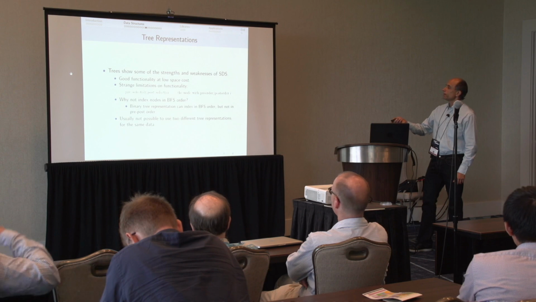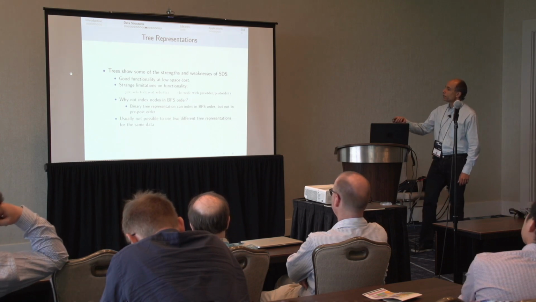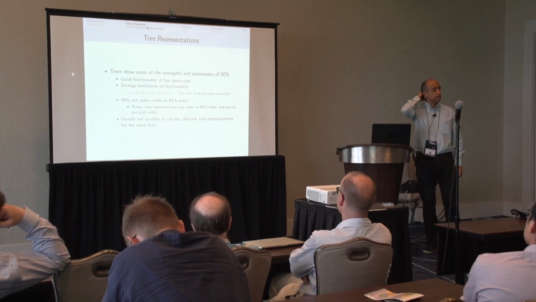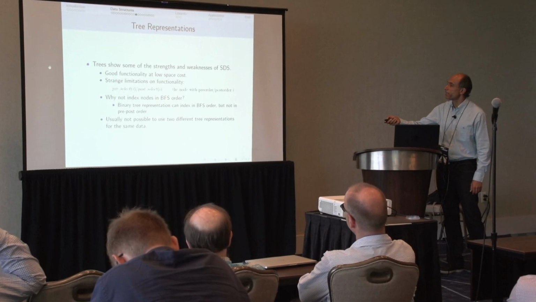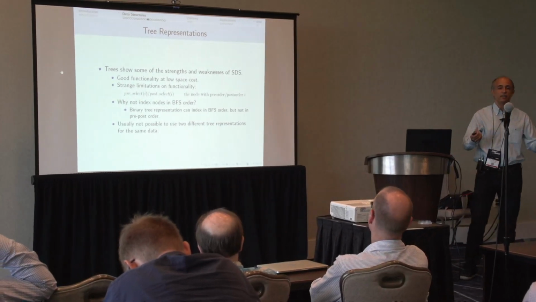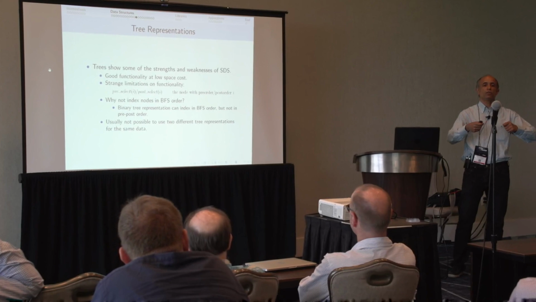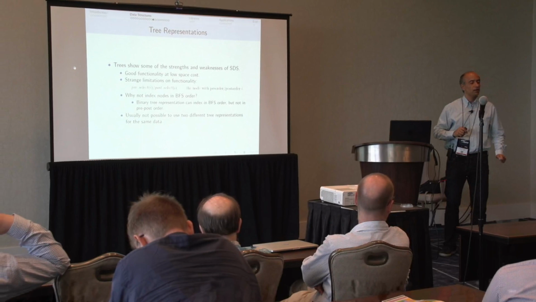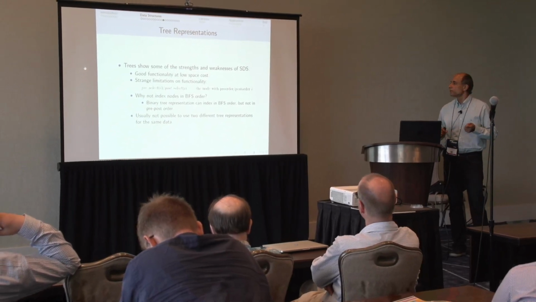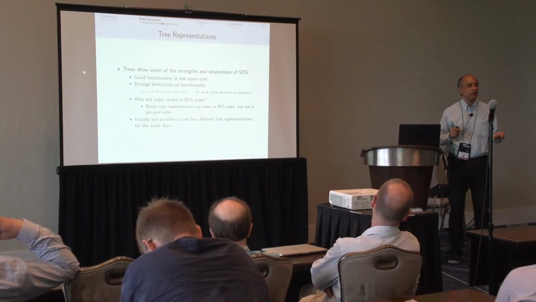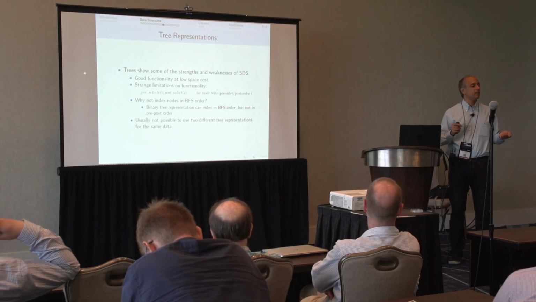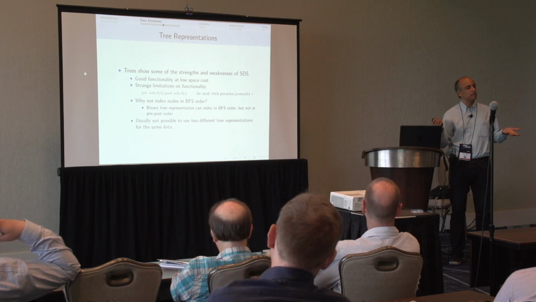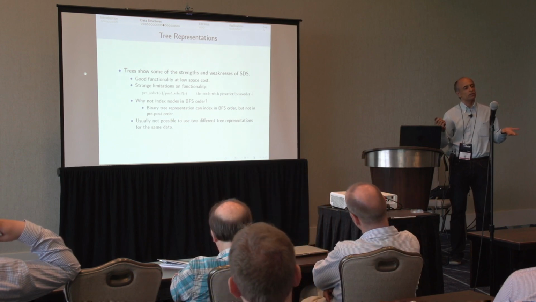But this is the good functionality at low space cost, and it has very strange limitations on its functionality. One of the operations over here is called pre-select, post-select, which means get the ith node in pre-order, get the ith node in post-order. You can randomly access these. Okay, so that's nice. Now if I say I would like to index them in BFS order, get me the ith node in BFS order, this is not supported by this. And the question is, I would like to also support it in BFS order.